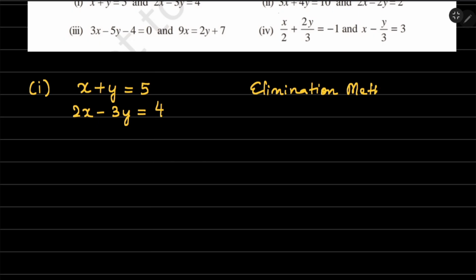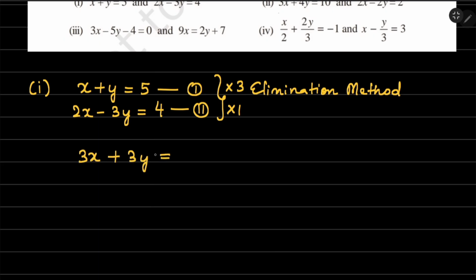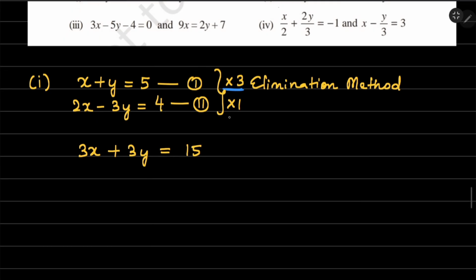So using the elimination method, let me mark this as equation 1 and equation 2. I will multiply equation 1 by 3 and the second equation by 1. So what do you get when you multiply the first equation throughout by 3? You will be getting 3x plus 3y is equal to 5 into 3, which is 15. Right? You have to multiply throughout the first equation by 3 and the second equation is as it is.